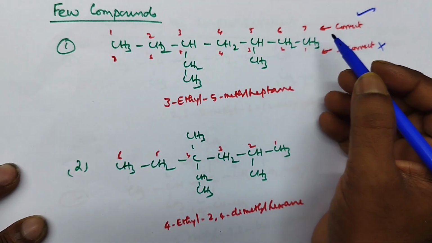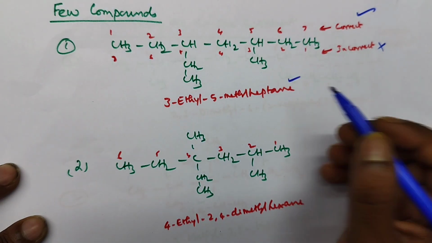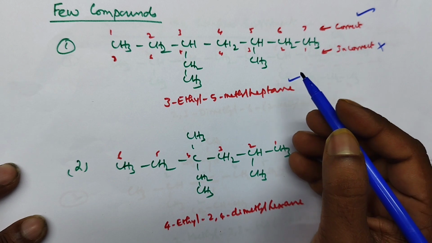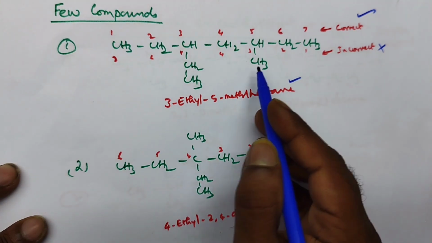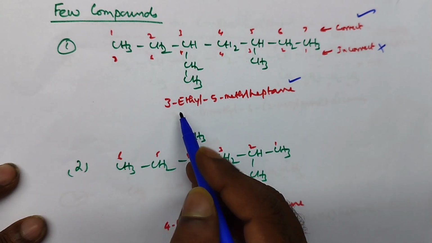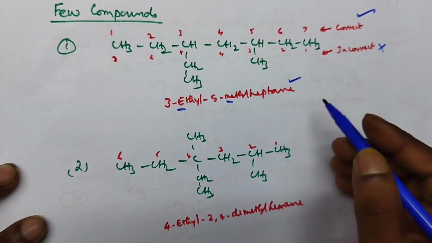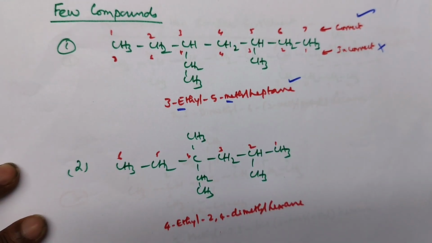So the parent name is 7, so you have to say heptane is the parent name. And these two are substituents, 2 different substituents. One is a methyl group, another is an ethyl group. You have to arrange the substituents in alphabetical order. So 3-ethyl first, E, followed by M. This is the correct way of writing the organic compound. So 3-ethyl-5-methylheptane is the correct IUPAC name.